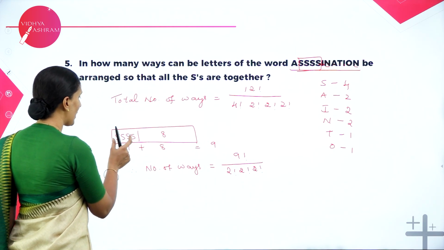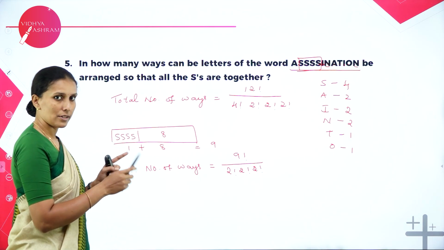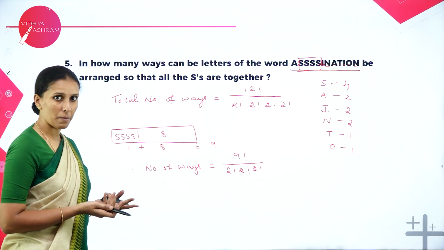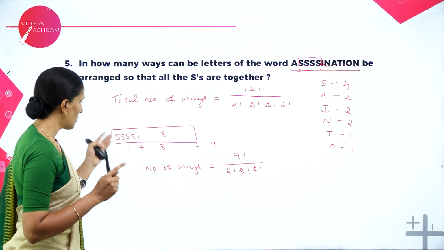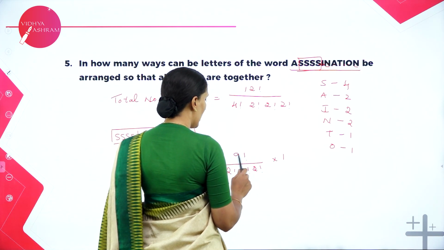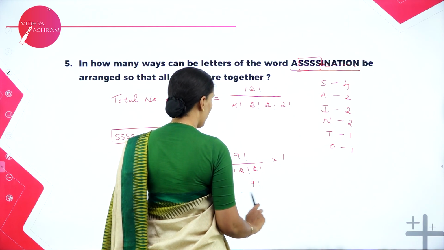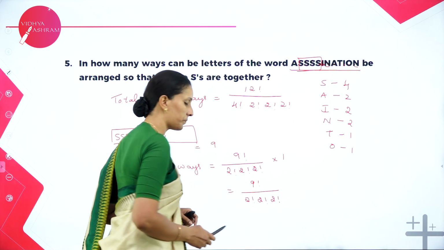Now let us come back to the unit containing S. Here if we rearrange S, if we interchange them, it's the same arrangement. So therefore, there will be only one arrangement here. So therefore, this is only into 1. So the value is 9 factorial divided by 2 factorial, 2 factorial, 2 factorial.